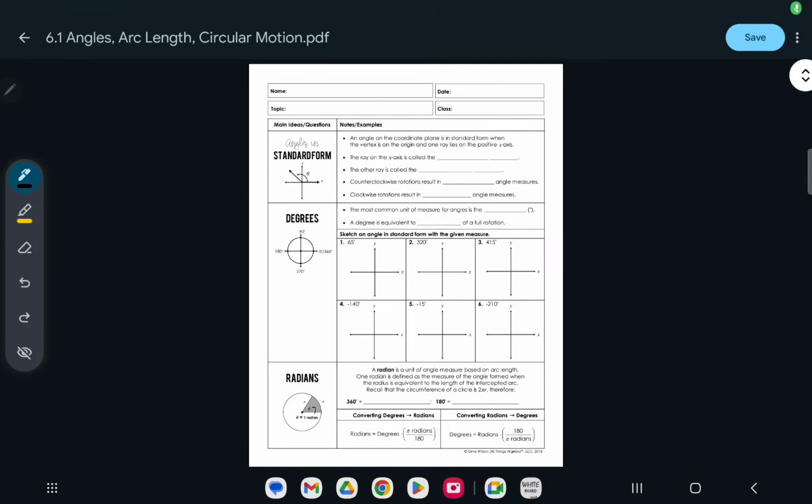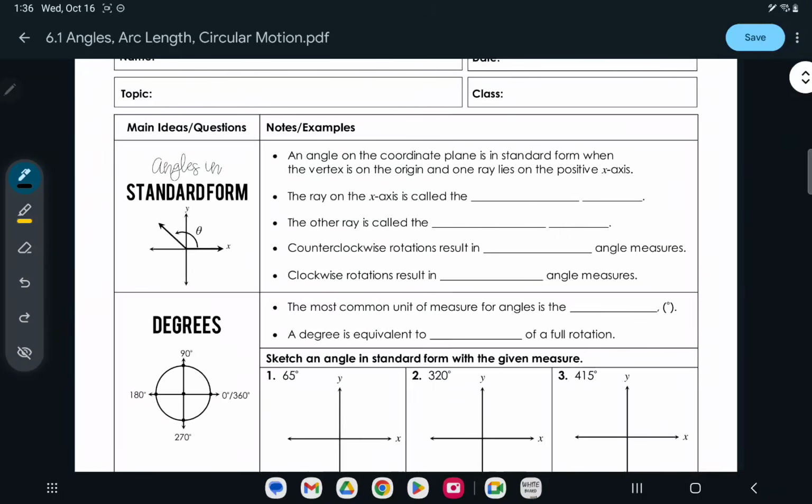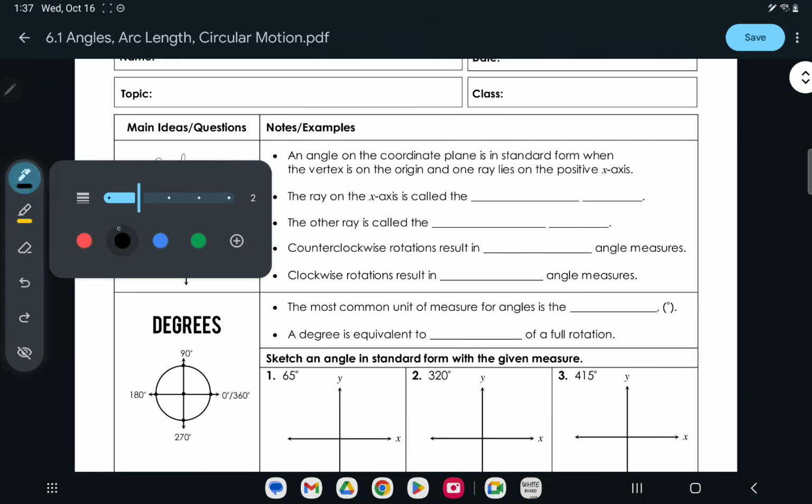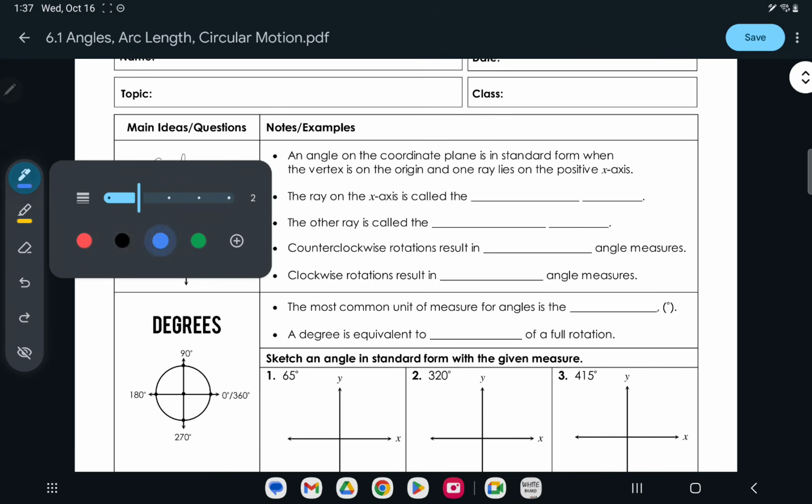We're going to look at a whole bunch of stuff right now. So let's just start off with angles in standard form. An angle is formed with two rays. I've got one here, and I've got one here. The angle between them we'll call theta.